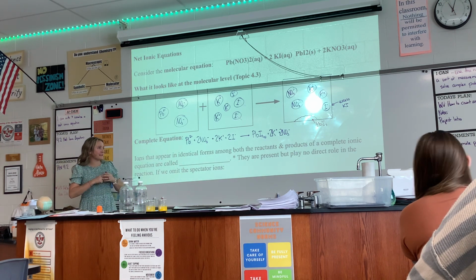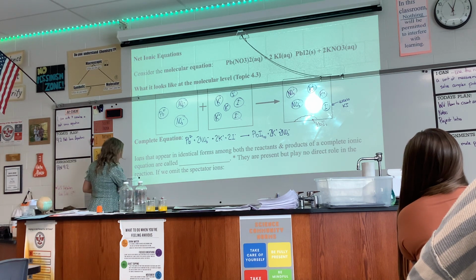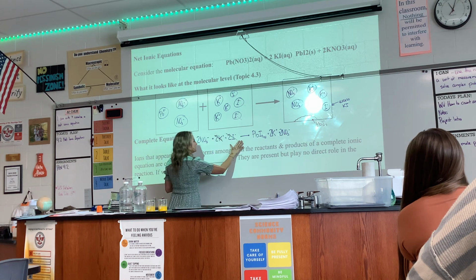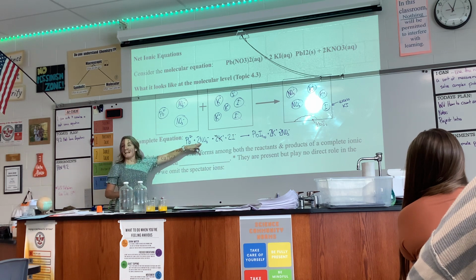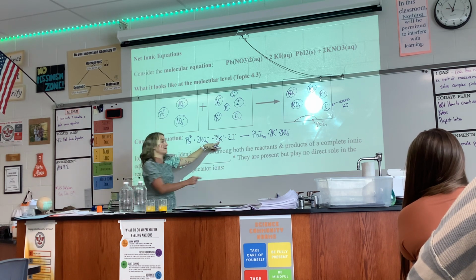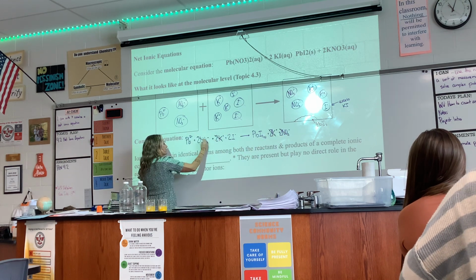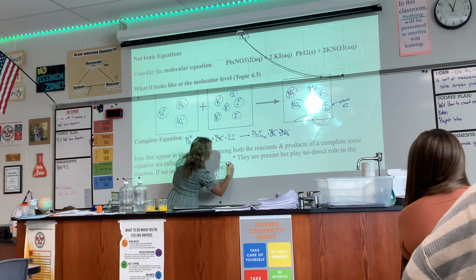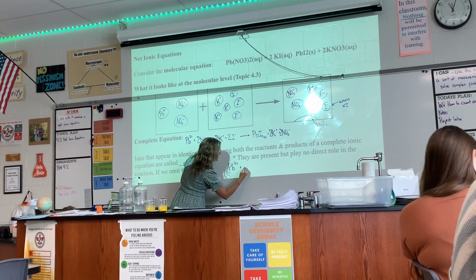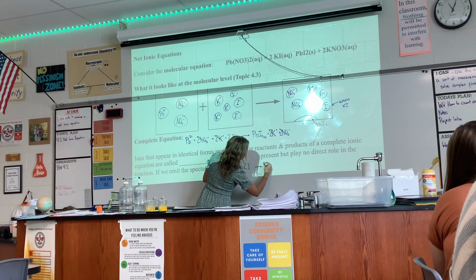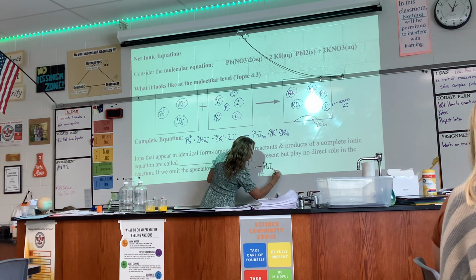So who's spectating this party? Yeah, potassium and nitrate. Notice, rewind. Iodine is not spectating. She found her soulmate. Okay, nitrate is spectating, because notice, so 2 Ks floating around, the Ks are still floating around, right? NO3s are floating around, they're still floating around. So my net ionic equation would be Pb2 plus reacting with 2 I minuses to make PbI2 solid.